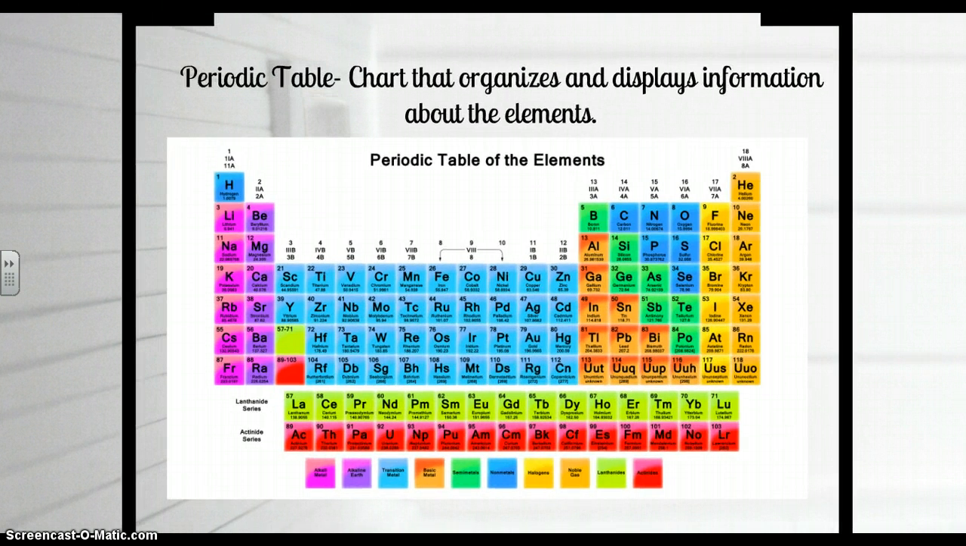So here's that periodic table of elements, and you've probably seen this before, like I said, in your book. You can look, and there are obviously a lot of letters on here. Those are the element symbols. But then there's also a bunch of numbers on here. And today we're going to be talking about what all those numbers mean.